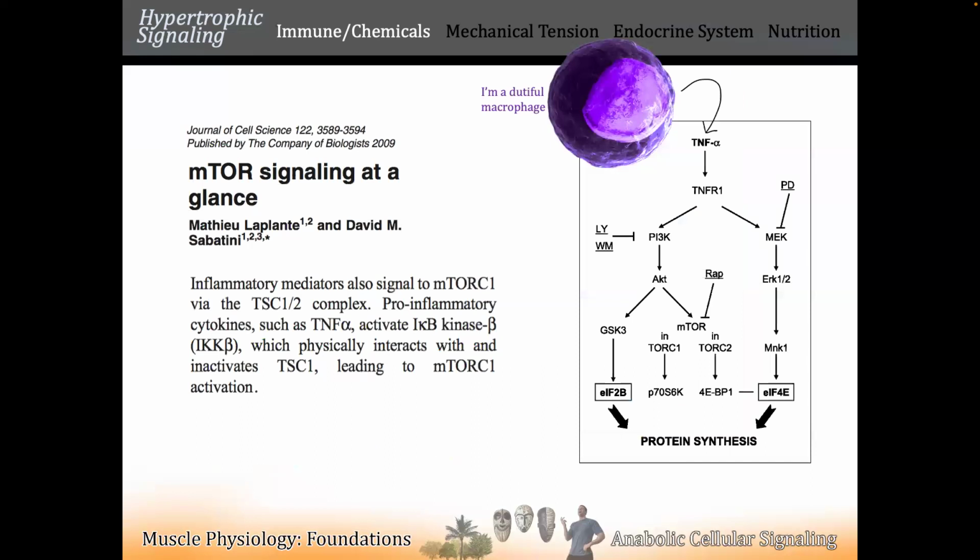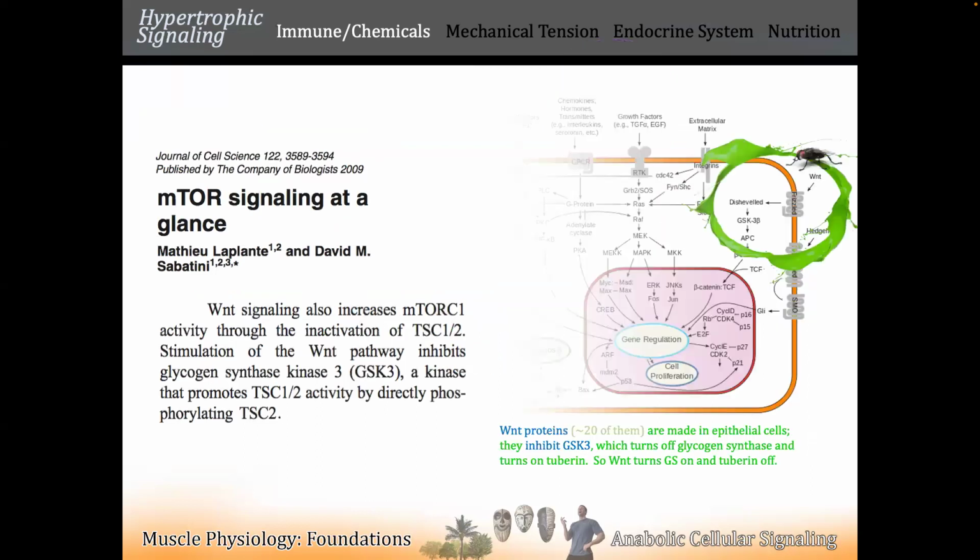TNF, tumor necrosis factor, another cytokine, pro-inflammatory. It's released by macrophages, and it activates both PI3K and MAPK, and you can see that signaling in the diagram to the right there.